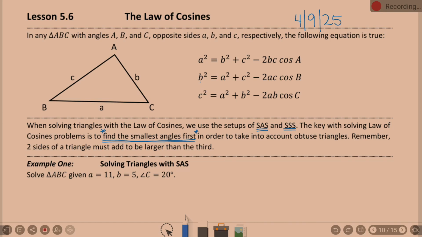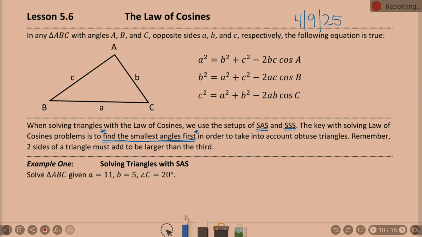We'll have that come up. I'll talk about it lots. Some of you will still forget. Find smallest angles first. The other key piece of information, remember, this is just basic triangle knowledge that we've probably forgotten: 2 sides of a triangle must add to be larger than the 3rd side of the triangle.